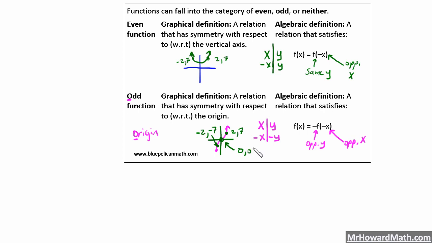So the first check you can always do is see if (0, 0) is a point on that graph. If (0, 0) isn't there, you can bet without a doubt it is not odd. If (0, 0) is there, it's possible that it is odd. Okay? Alright, so let's look at some examples.